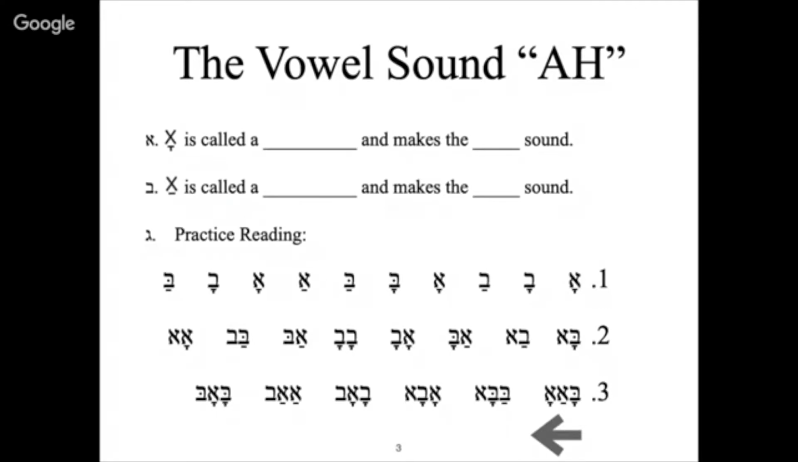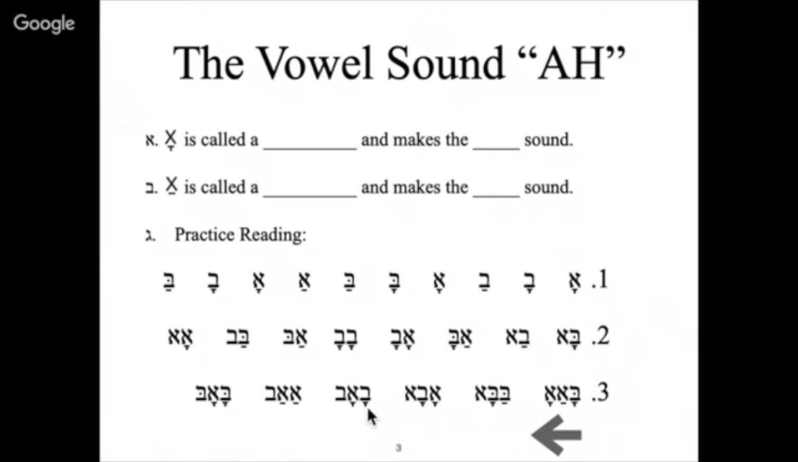Okay, so number three, the first one with the Bet with the dot and the kamatz is a vowel, and the second letter is the Aleph with a vowel. So how would I say that? I'm on the third one from the right, number three. The Aleph has a vowel, and the next letter underneath it would be that Vet. It doesn't have a dot. Ava. Yeah, that's how you would say that.